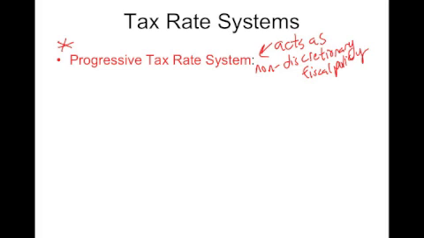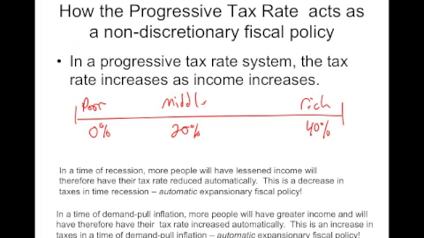All right. Now, the one that we're most concerned with as an automatic stabilizer, as a non-discretionary fiscal policy, is the progressive tax rate system. This acts as non-discretionary fiscal policy that helps the economy. Here's how the progressive tax rate acts as a non-discretionary fiscal policy. In a progressive tax rate system, like I said before, the tax rate increases as income increases. So if the poor, let's say, pay 0% of their income in income taxes, and the middle class are, let's say, paying 20%, and the rich pay 40%, just as an example.